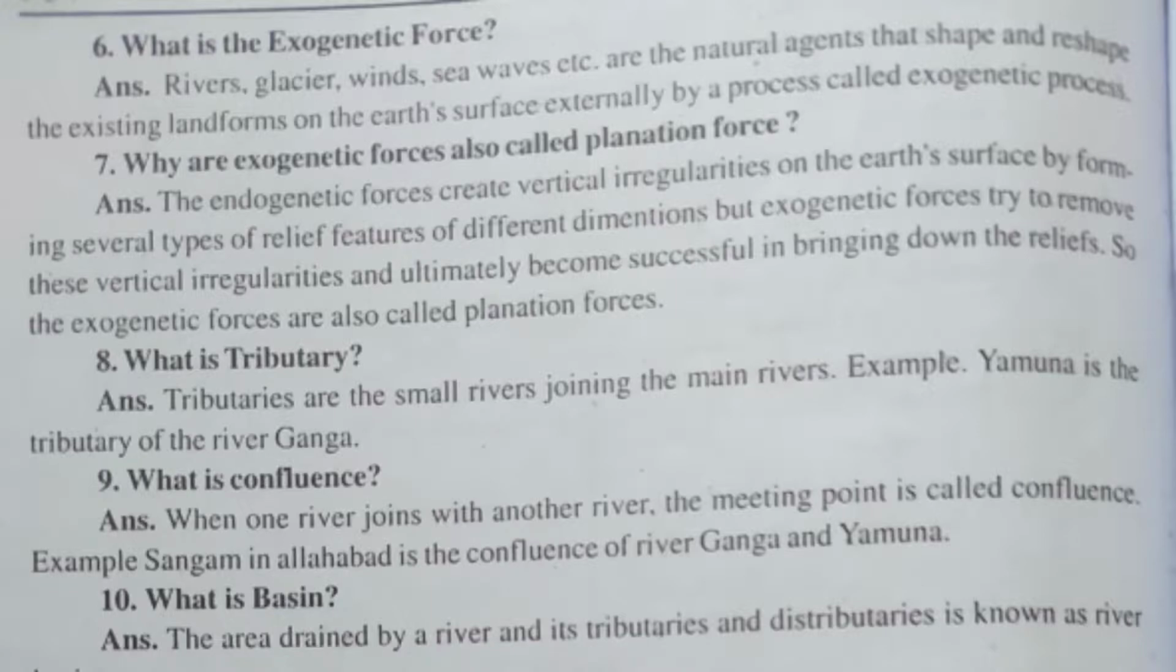Next question is what is tributary? Tributaries are the small rivers joining the main rivers. Example, Yamuna is the tributary of the river Ganga. Next question is what is confluence? When one river joins with another river, the meeting point is called confluence. Example, Sangam in Allahabad is the confluence of river Ganga and Yamuna.